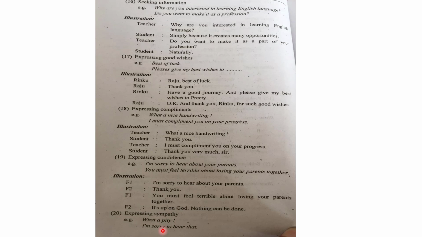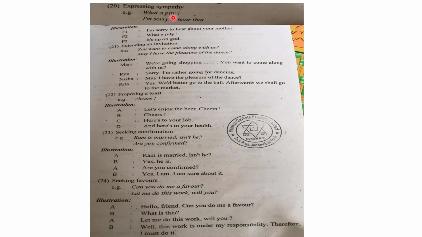So the 20th type is expressing sympathy. For example, what a pity. I'm sorry to hear about that. The example that is given here is, person 1 says, I'm sorry to hear about your mother. F2 says, what a pity. F3 says, it's up to God.